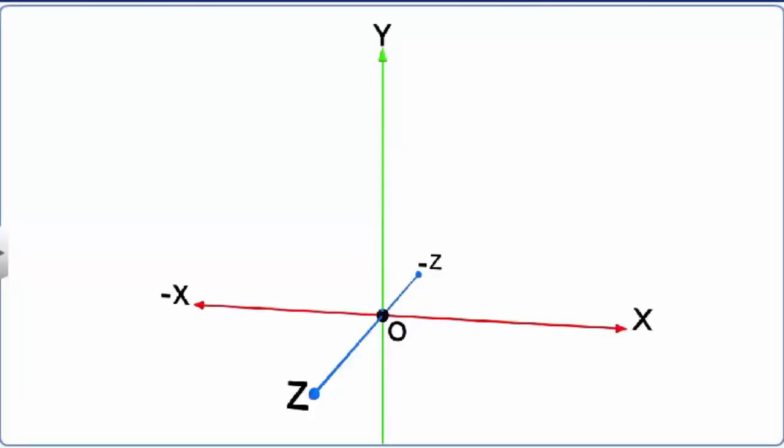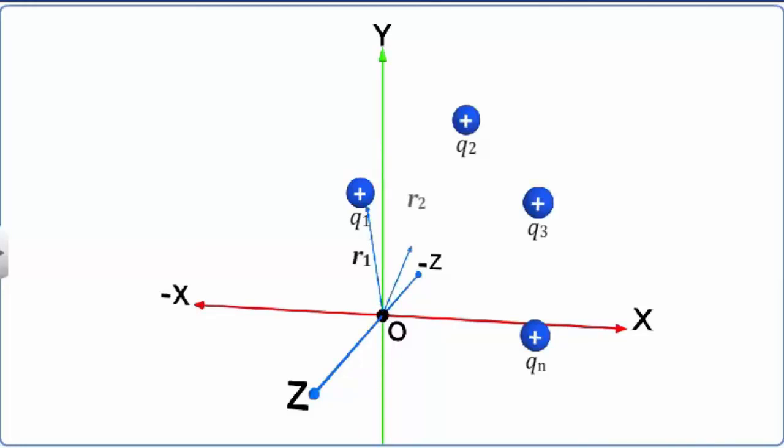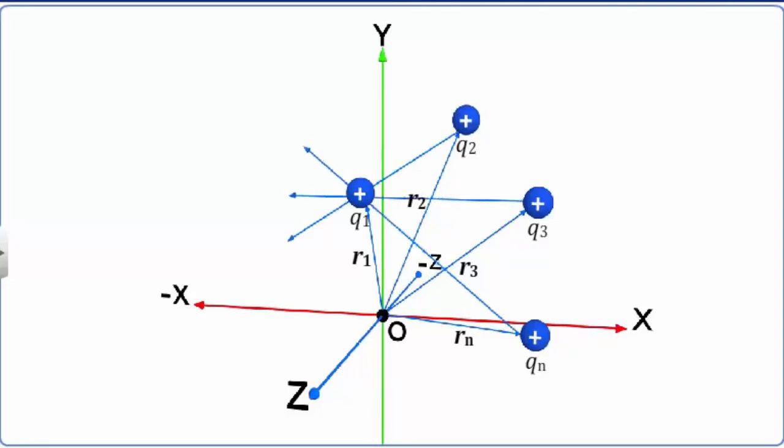Let us now consider a system of charges Q1, Q2, Q3 and so on till Qn, as shown in the figure with position vectors R1, R2, R3 till Rn with respect to the origin O. We know that electrostatic force, as given by Coulomb's law, exists between every pair of charges of the combination. To find the net force on any charge in such a system, we first calculate the electrostatic force on that charge by each and every other charge of the system. Then, the net electrostatic force on that charge is equal to the vector sum of the individual electrostatic forces on that charge due to every other charge of the system of charges.